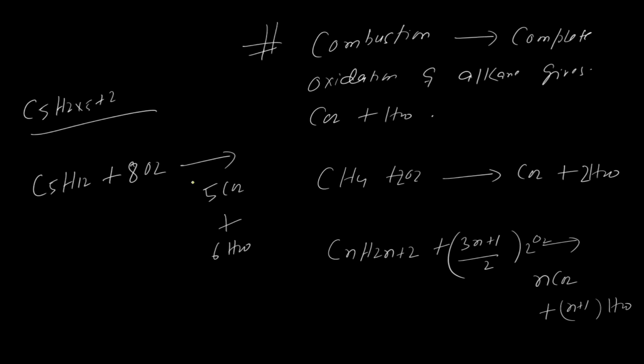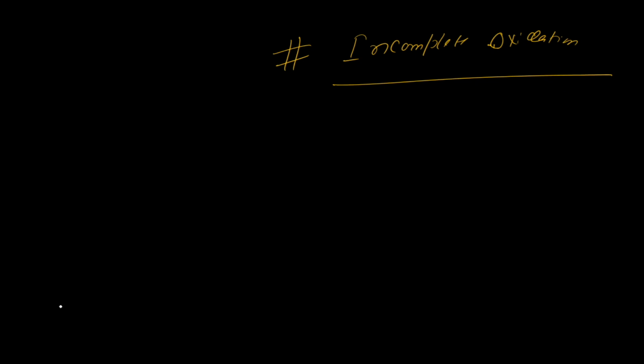Now we'll move towards the incomplete combustion. So what about the incomplete combustion? We say incomplete oxidation. Complete oxidation gives CO2 plus H2O, and incomplete oxidation happens in a limited supply of air. So this is the limited supply of air.